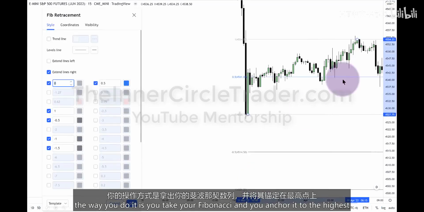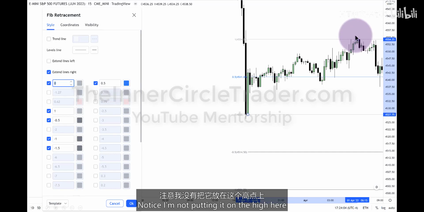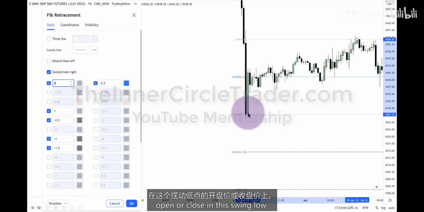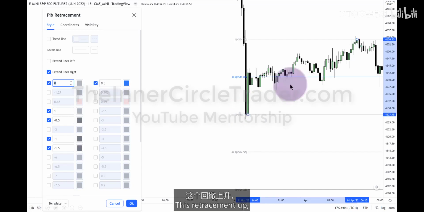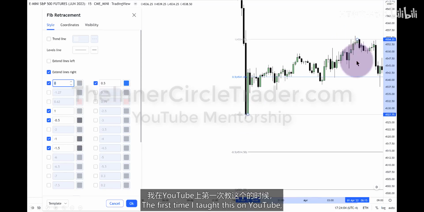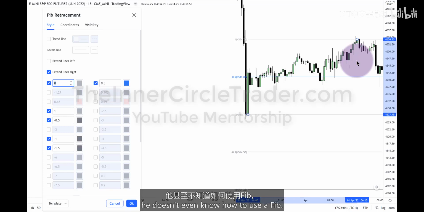The way you do it is you take your Fibonacci and you anchor it to the highest body. It could be an open or a close. It doesn't make a difference. But you anchor it on that. Notice I'm not putting it on the high here. And I'm doing the same thing with the lowest open or close in this swing low. This retracement up, I'm measuring the distance in terms of range with the bodies of the candles. The first time I taught this on YouTube, I had a lot of folks scratching their head and many trolls saying, he doesn't even know how to use a fib.